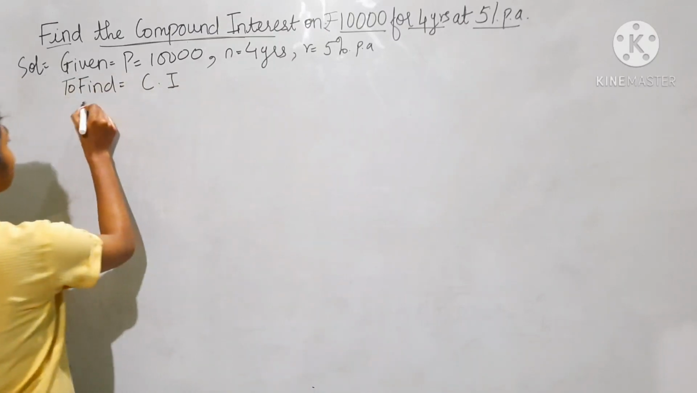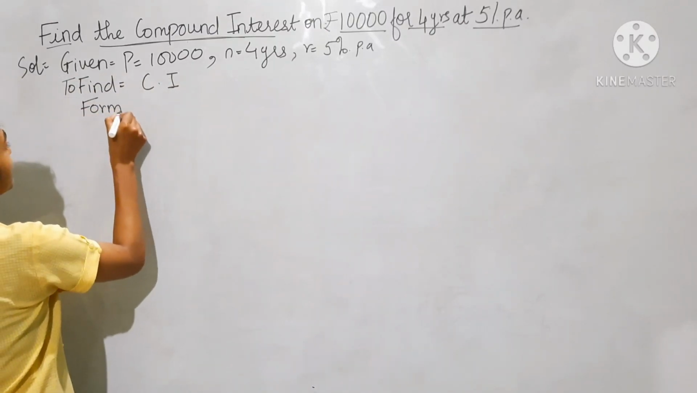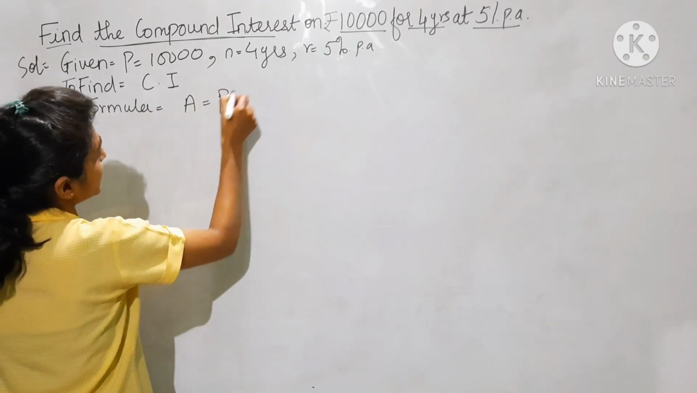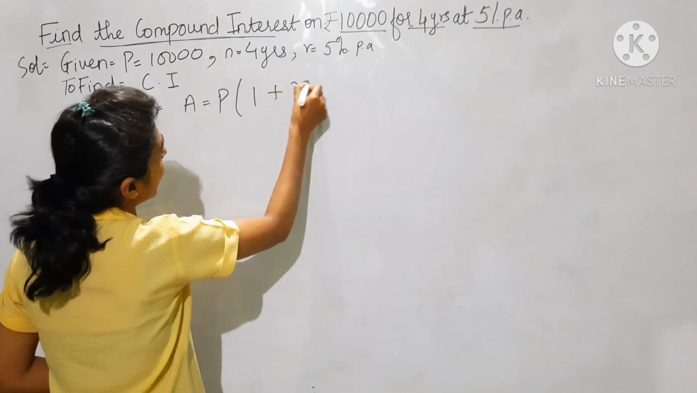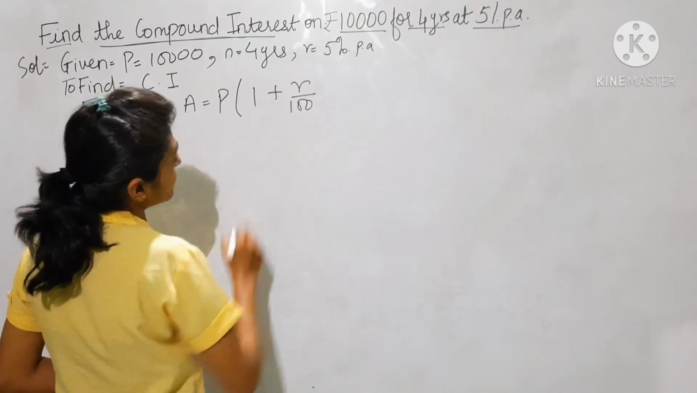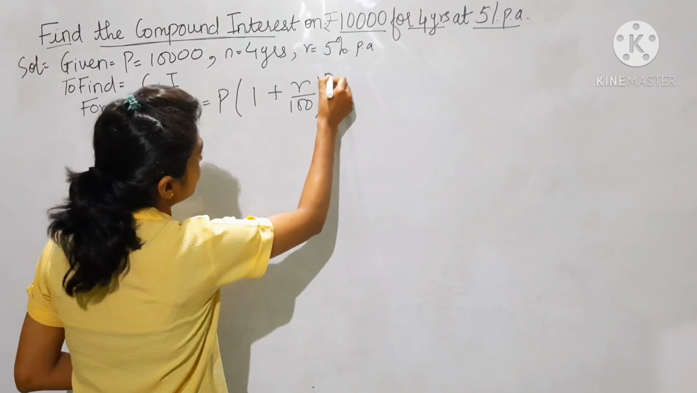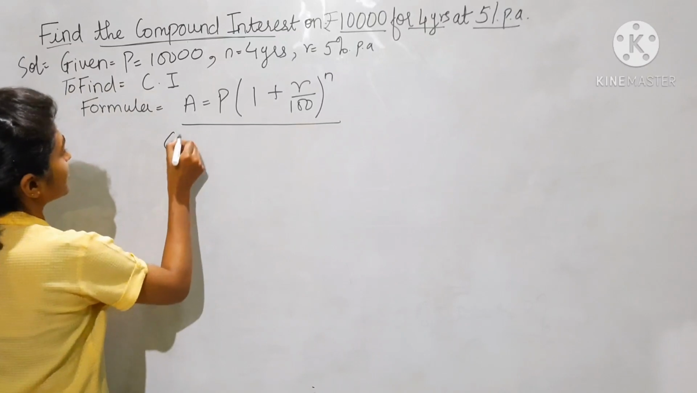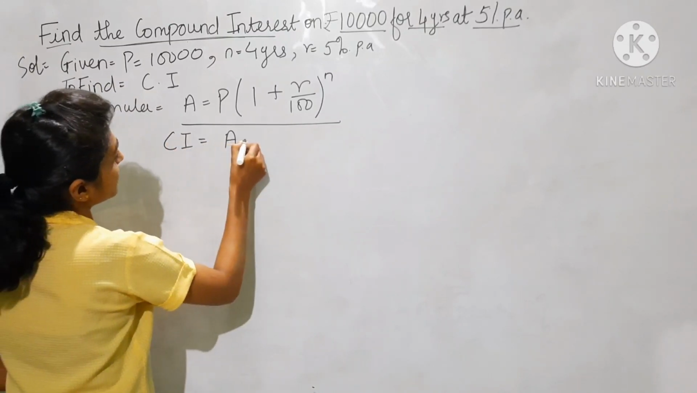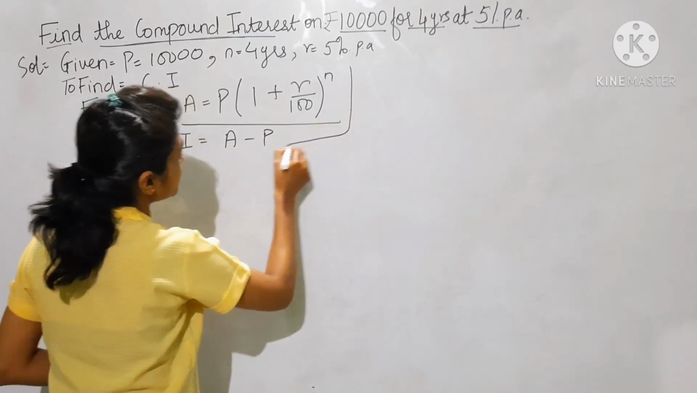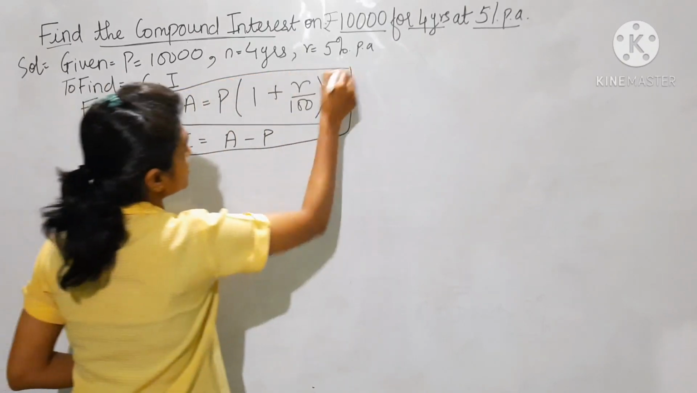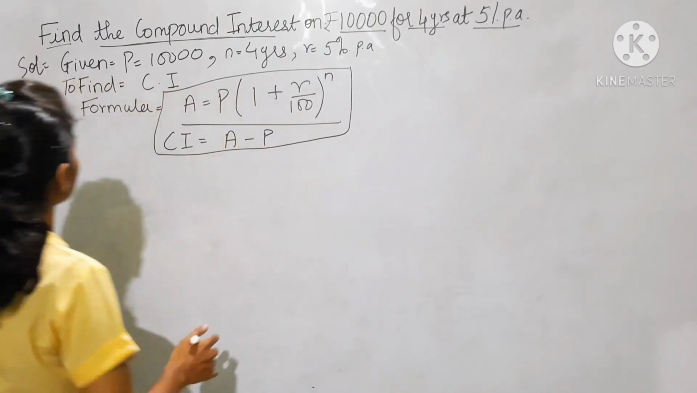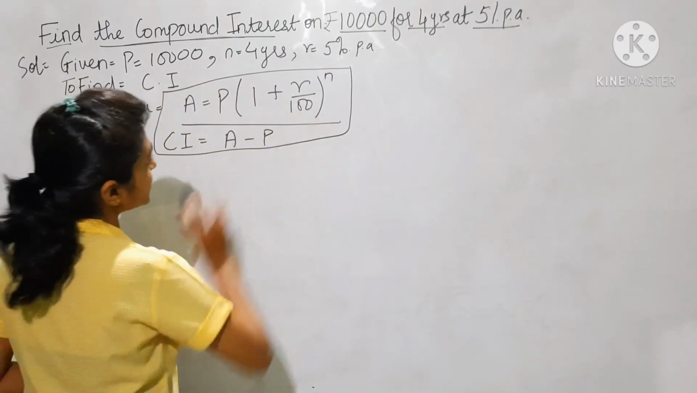So the formula: A is equal to P bracket 1 plus R divided by 100 bracket close raised to N, and CI is equal to A minus P. So we are going to use both of these formulas, and we are going to find compound interest. So put the values as per the formula.